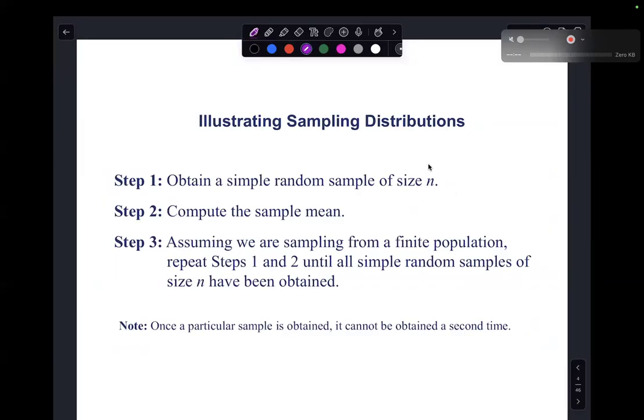I would take a sample of a certain size, calculate the mean, then take another sample of a certain size and calculate the mean. Once you take one sample, you can't obtain that same sample again. It has to have at least one or two different, new ones in the group. Obviously, the same individual will show up in different samples, but it can't be the exact same sample. So you just keep taking samples. If it's a finite population, you just keep taking samples until you have all of the possible samples. And that would be my sampling distribution.